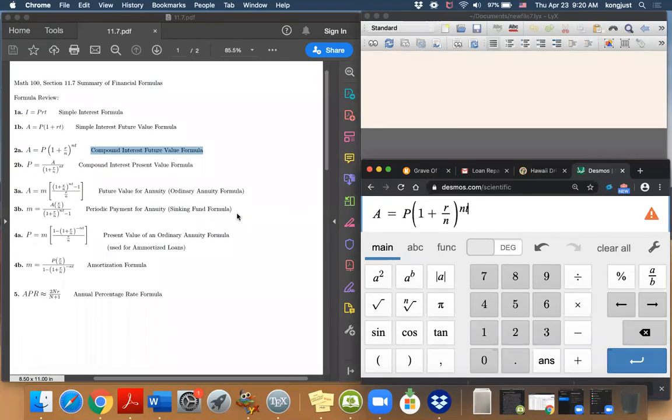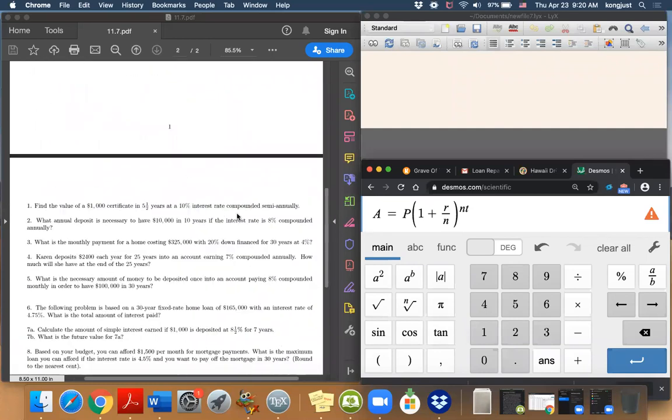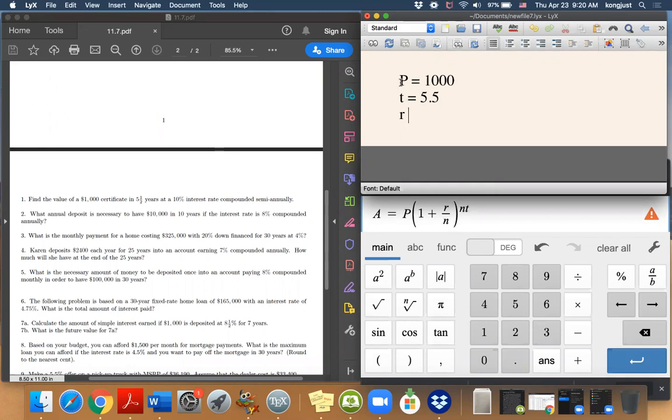That's what we're using. And we're looking at, okay, let's just write down our variables as usual. So P is 1,000. T is the next thing given to us, 5.5. Rate is 10%, so 0.1. And semi-annually means N is going to be twice in a year. So that's all I plug in here.